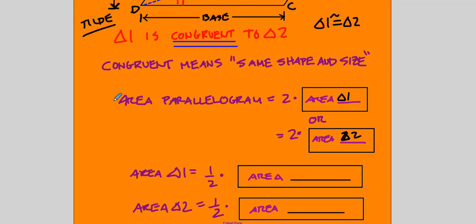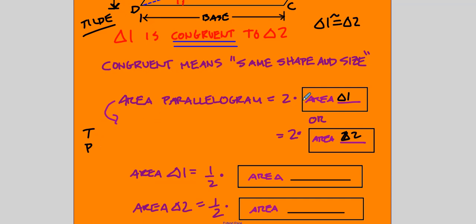So let's take a look at this one. This is A equals 2 times, I'm just going to abbreviate this, area of triangle 1. Let's figure out how we're going to do it, so we don't get things mixed up here. I'm going to let T equal the area of the triangle, and P equals the area of the parallelogram.